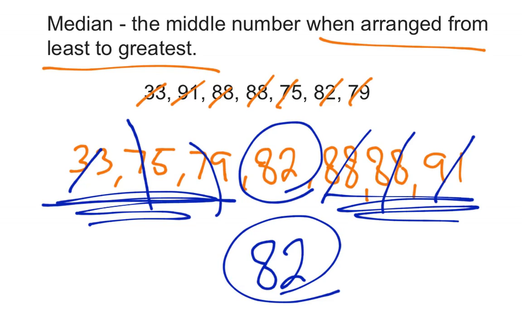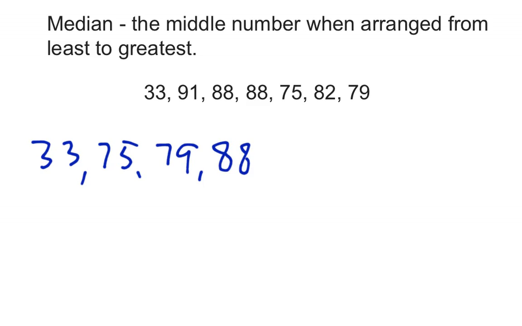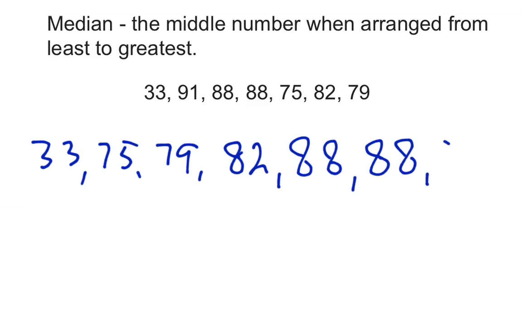Okay, again, I'm going to clear my ink one more time here and just show you one more thing. Okay, so we order them from least to greatest again, which was 33, 75, 79, 88, 88, 91. Did I miss one there? 33, 75, 79. Oh, I missed an 82 in there. So let's back up. And we got an 82, 88, 88, and then finally the 91.